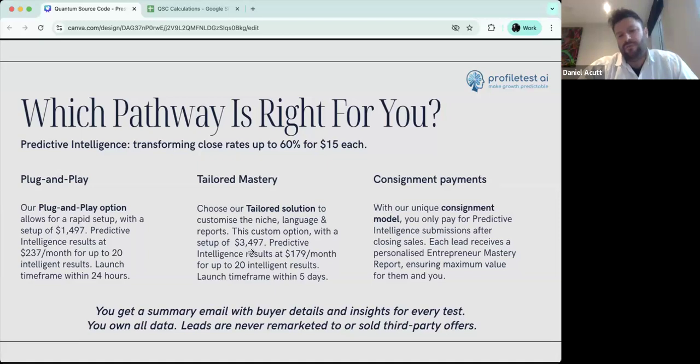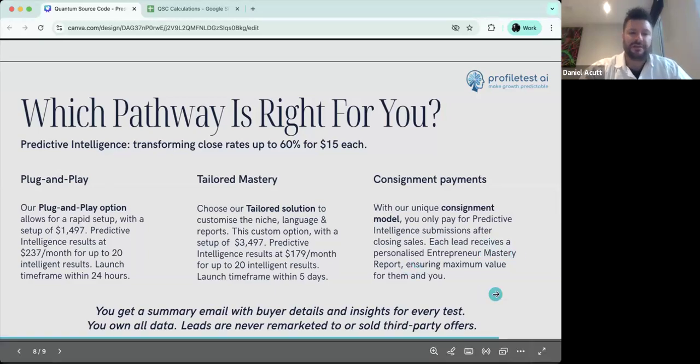Well, this is exactly what it is. $3,497, and you get your own tailored quantum source code system that you can use in your business, and you can start selling in January straight away.